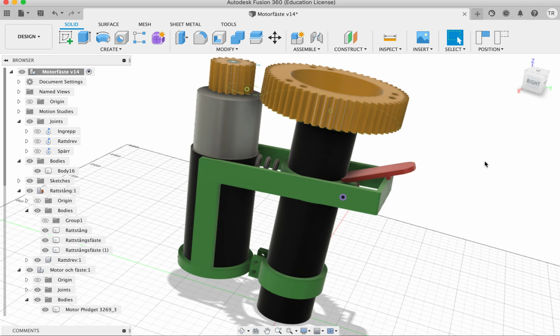So that's the general idea. Now all that remains is to build it in the real world.